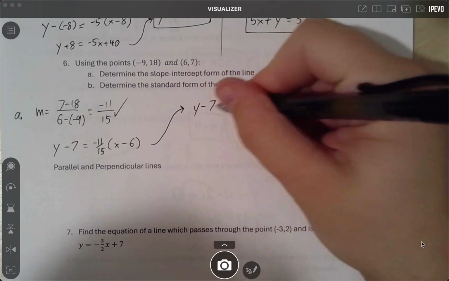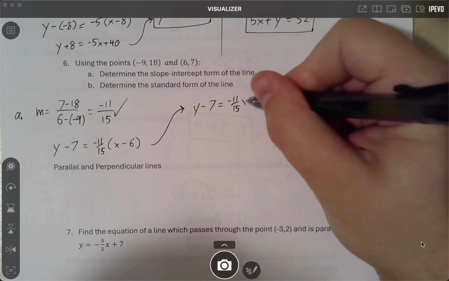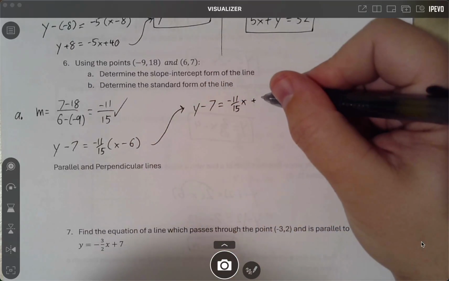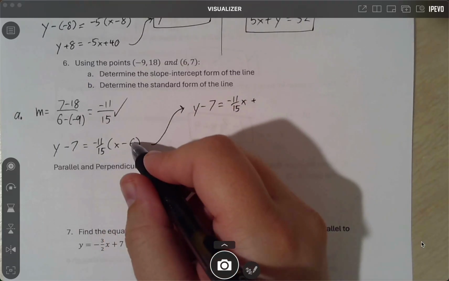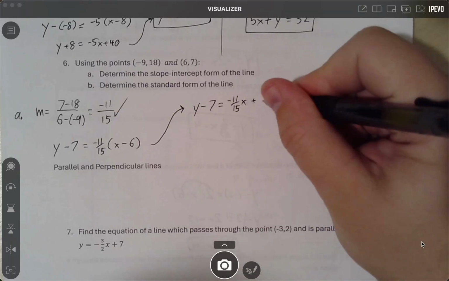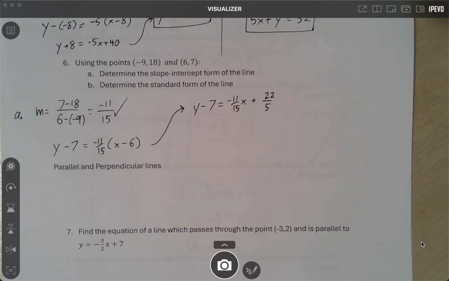We now have y minus 7 equals, let's do our distributive property, well, negative 11 fifteenths x, and then let's see here, plus, I guess, 66 over 15. But wait a minute, 6 and 15 can cross-reduce to 2 fifths. So 2 times 11 will be 22. And I guess just over 5. Trust me, again, you have a calculator to your aid. You could simply just multiply 6 times 11 and get 66, and then over 15, and then reduce by 3 after the fact. But there you go.